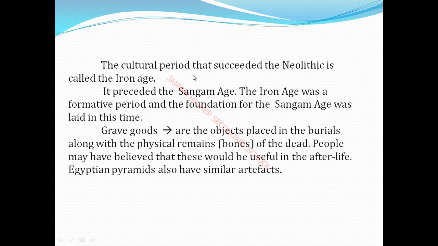What is the Sangam Age? It leads to the Sangam Age. The Iron Age was a formative period, and the formation of the Sangam Age was led in this period. In this Iron Age only, the foundation for the Sangam Age started.